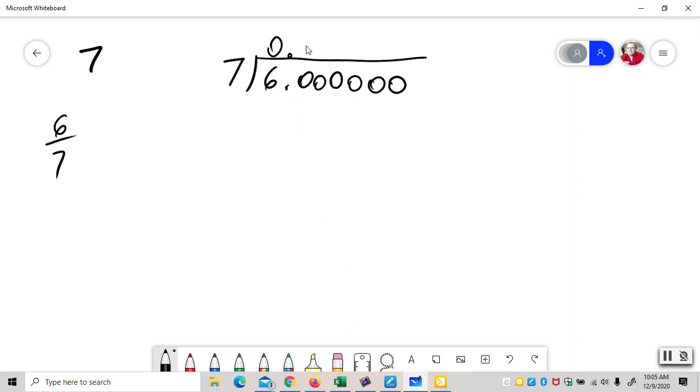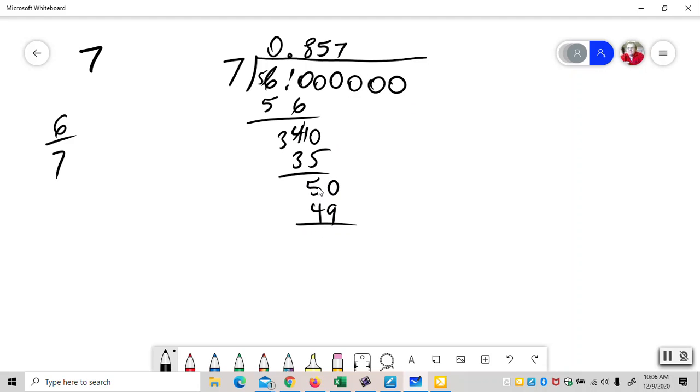Okay. 8 times 7 is 56. Borrow from that, make that a 10. 10 minus 6 is 4. Drop the 0. 5 times 7 is 35. Borrow from that, make that a 10. 5. Drop the 0. 7 times 7 is 49. Borrow from that. 9 from 10 is 1. Drop the 0. 7 times 1 is 7.